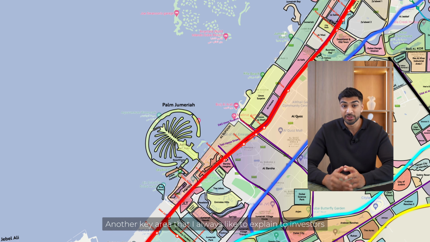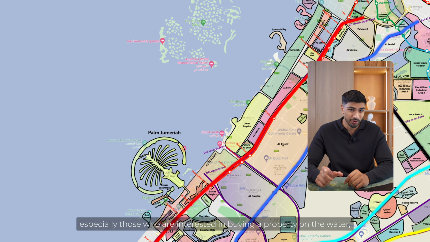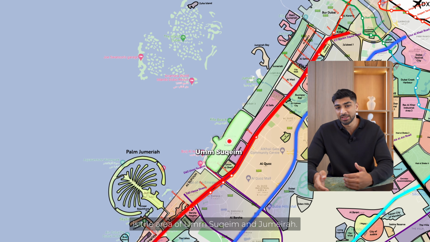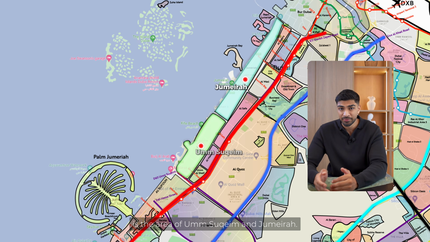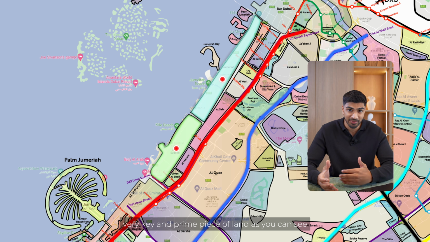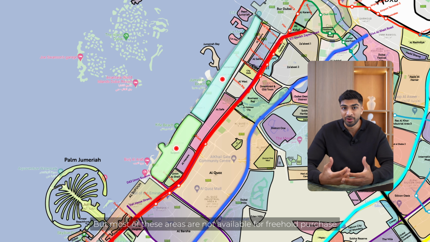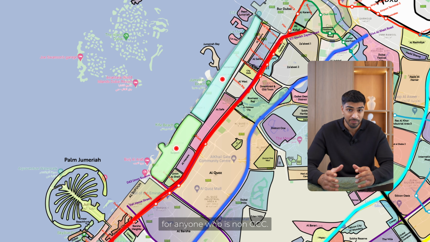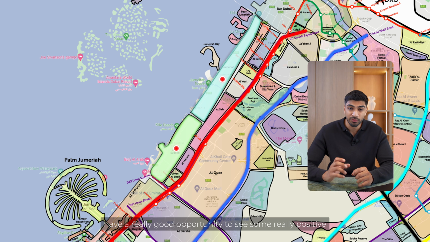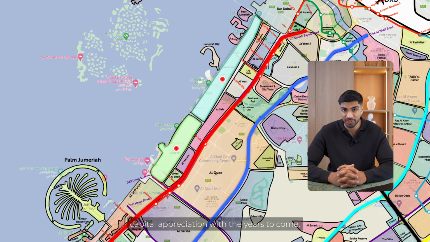Another key area that I always like to explain to investors, especially those interested in buying a property on the water, is the area of Sakim and Jumeirah. The reason is that it's a very, very key and prime piece of land. As you can see, it's directly on the beach. But most of these areas are not available for freehold purchase for anyone who is non-GCC, which means those areas which are on the water and are freehold have a really good opportunity to see some really positive capital appreciation in the years to come.